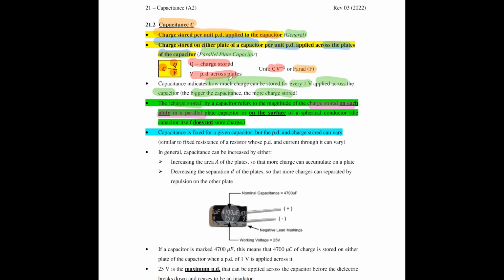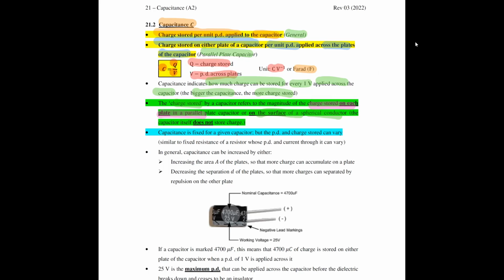Okay, and then later on you will learn that for a spherical conductor, it also has capacitance. So in this case here, your charge stored is actually the charge on the surface of the conductor itself. Okay, right? So just bear that in mind.